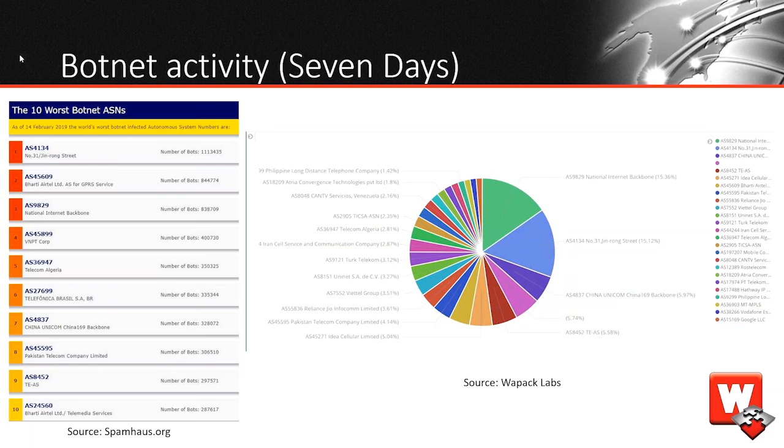31 Jinrong Street is still the leader, followed closely by AS45609, which is Bharti Airtel Ltd for GPRS services, which beat AS9829, National Internet Backbone for India, this week for second place. The open source data closely correlates with the data observed in our collections, but Bharti Airtel is 7th for us and still behind India within our data.